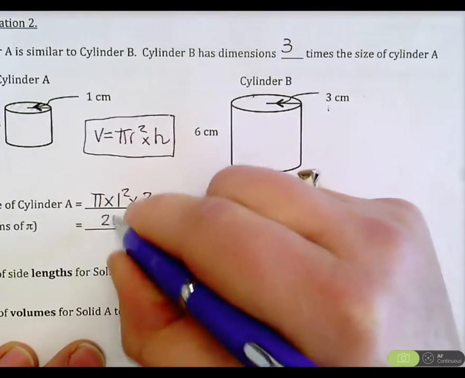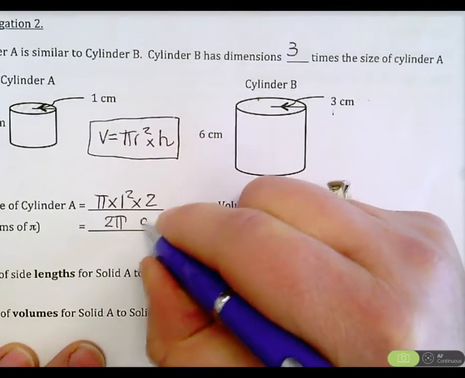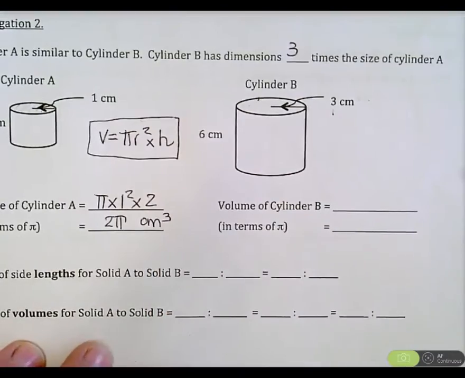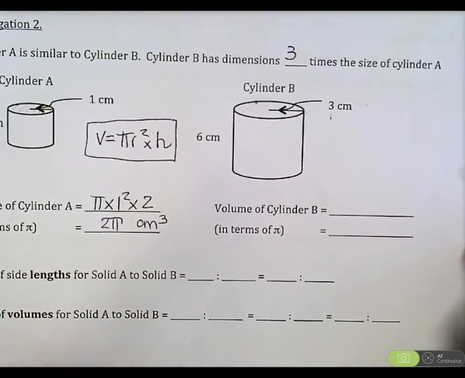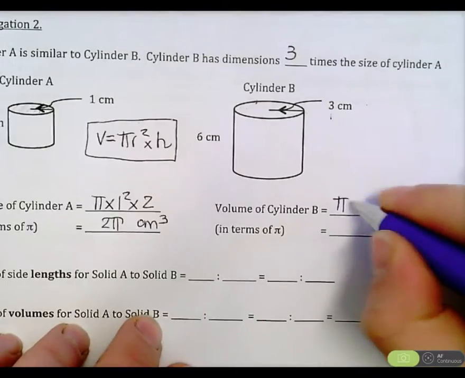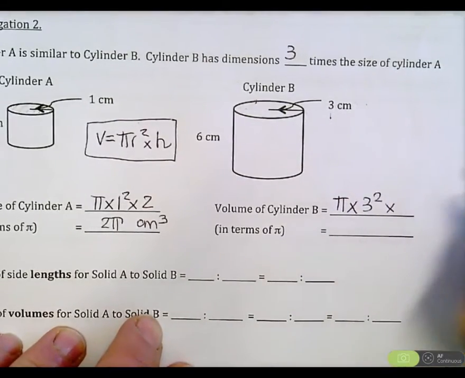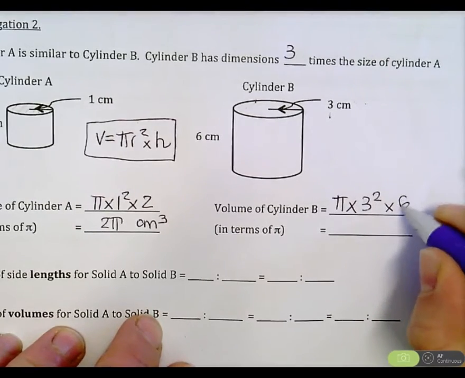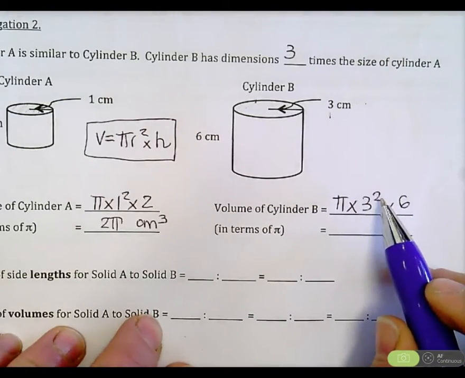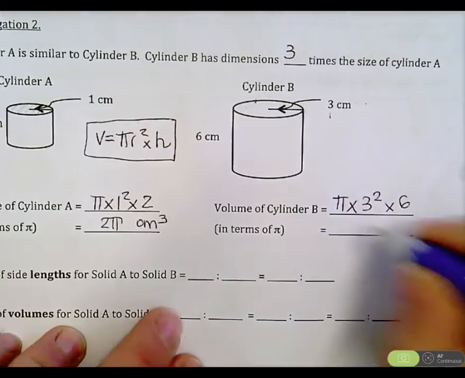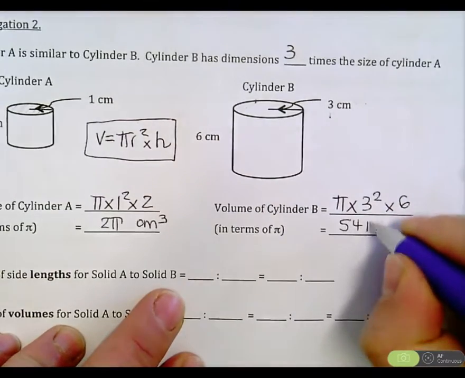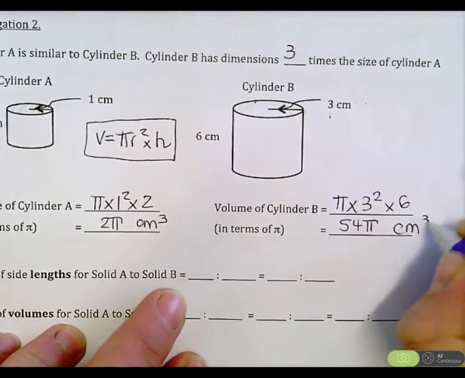2 pi centimeters cubed. Just put the units in. Volume of cylinder B: pi times radius squared times 6. Now 3 squared is 9. 9 sixes are 54 pi centimeters cubed.